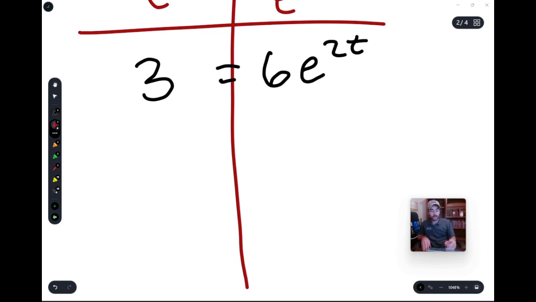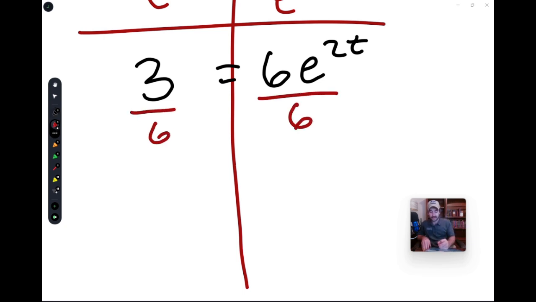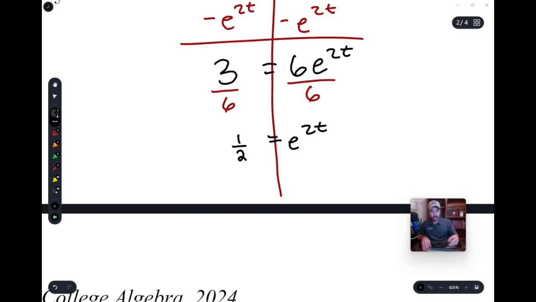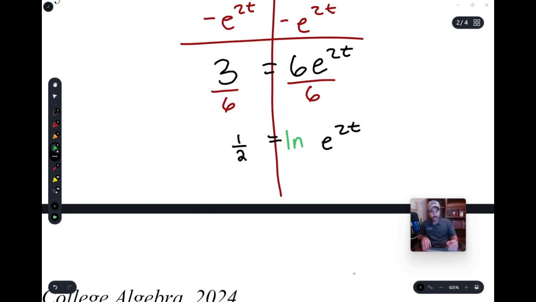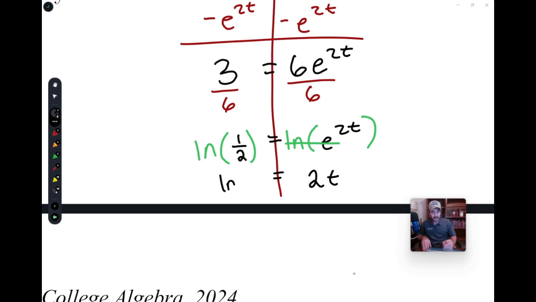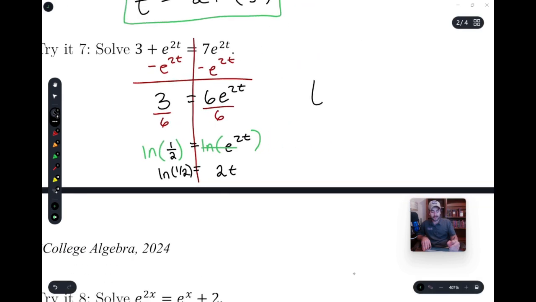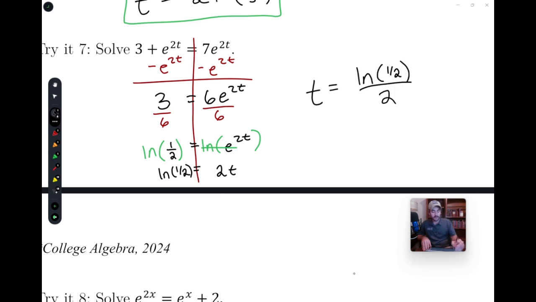Now we're going to keep going with our algebra. Divide by 6, divide by 6. Be left with 1 over 2 equals e to the 2t. Remember, how do we get rid of that e? If it's got a base of e, we natural log both sides. That'll cancel it out on the right side. What you do to one side, you have to do to the other. And we're left with 2t is equal to the ln of 1/2. One last step, divide by that 2 to get t by itself. t equals the natural log of 1/2 divided by 2.